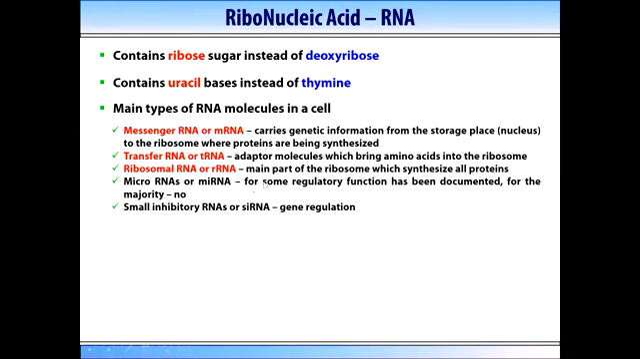How do you think, which of the three types of RNA is the most abundant in the cell? Ribosomal. I heard at least two, maybe more. Yeah, that's right. So ribosomal RNA is the most abundant in the cell.